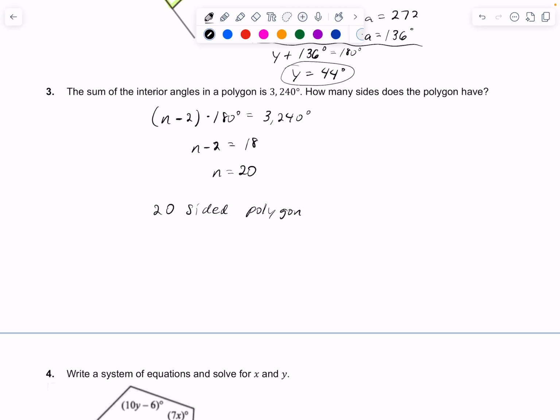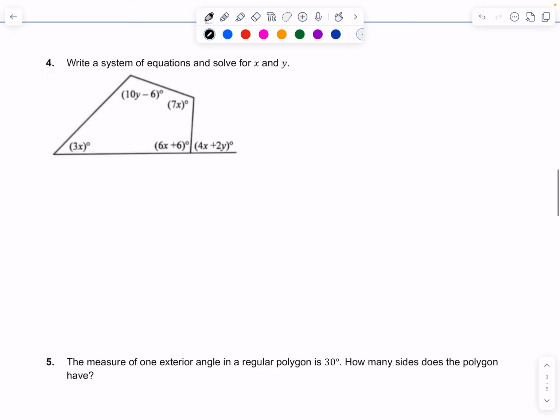Okay, that's number 3. Let's try number 4. All right, now number 4 says to write a system and then solve for x and y. So first thing I notice when I look at this figure is I see these two angles are going to be supplementary. So I'll go ahead and put those together. 6x plus 6 plus 4x plus 2y equals 180 degrees.